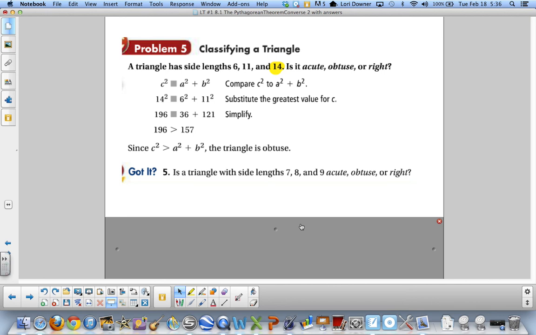Try number 5 on your own and then press play when you're finished. This will be answered at the end of the movie.